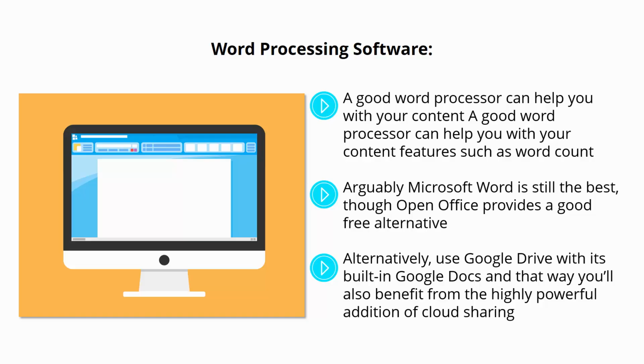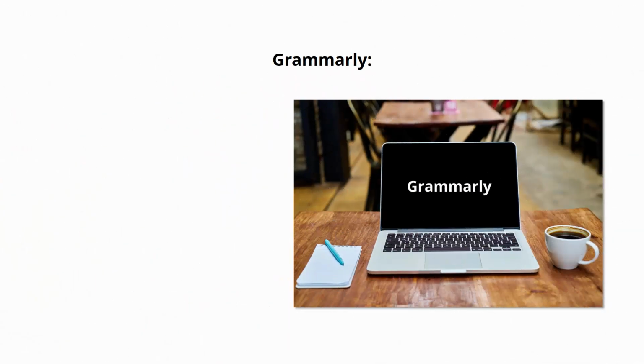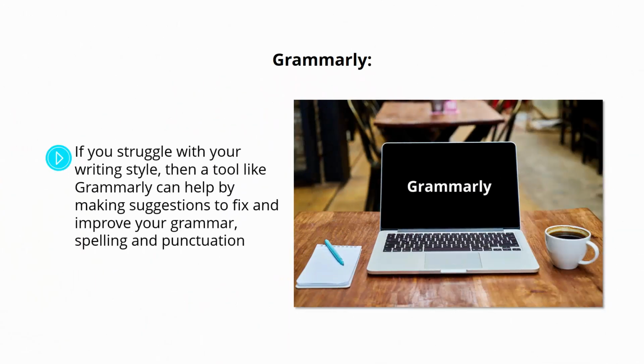This allows multiple people to edit a site together, which will make a big difference if you have lots of people collaborating. Grammarly. If you struggle with your writing, then a tool like Grammarly can help by making suggestions to fix and improve your grammar, spelling, and punctuation. The result is more readable and more SEO-friendly content.